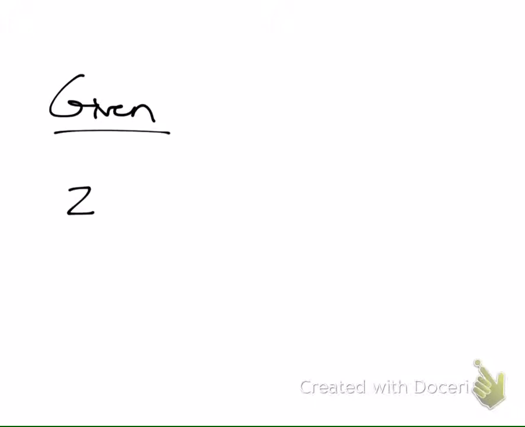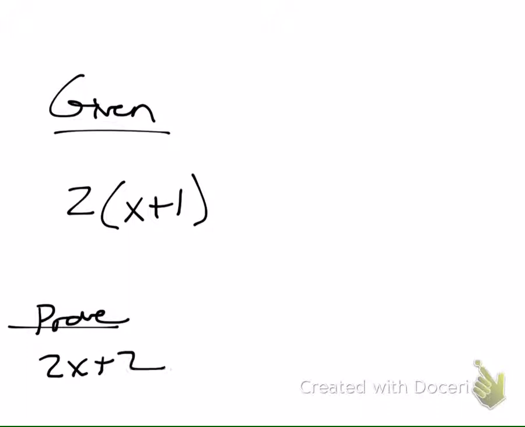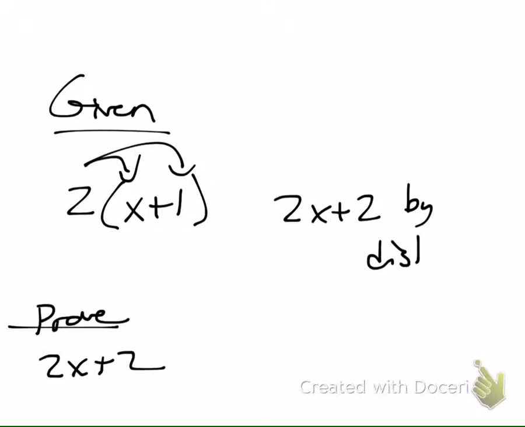If I said you're given this, prove this, what are you going to do here? You're going to distribute the 2, right? You're going to take 2 times x plus 2 times 1, and that would be by distributive property. Okay. So we're still just working the same old algebra that we've been working a long time. Now just every time we do it, we have to give a reason for what we do. Distributive property is one of those reasons.